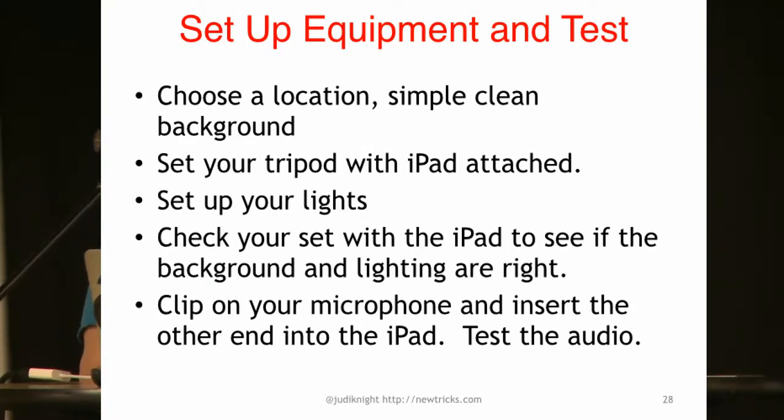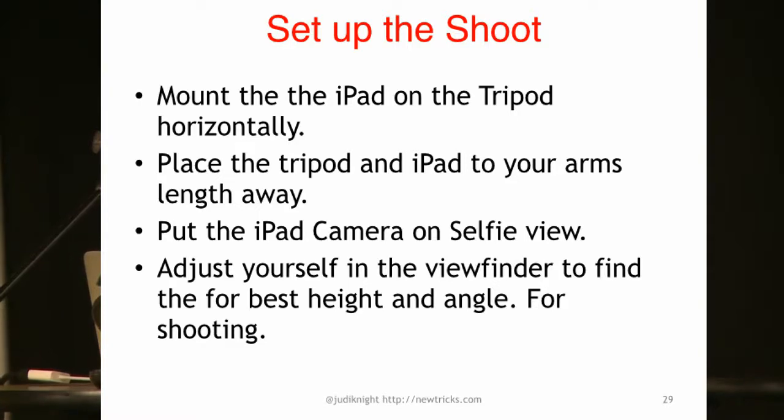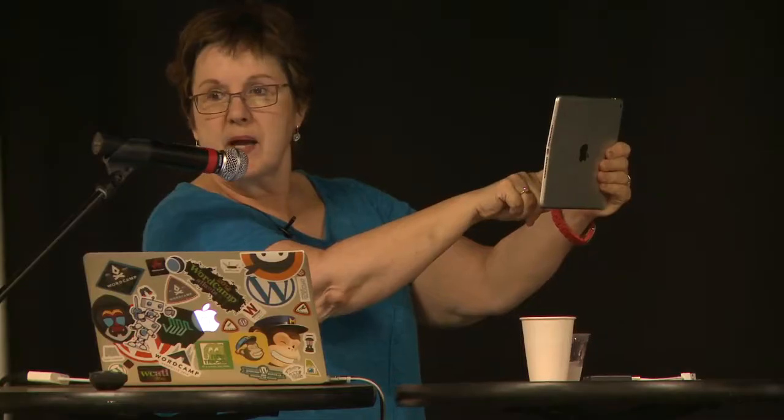Set up your tripod with your iPad attached, set up your lights, check your set with the iPad to see if the background and lighting are right, clip on your microphone and test the whole thing. Do the iPad horizontally, and the interesting thing is when you do iMovie and you set it up, when you're looking at selfie view, you can put your finger on yourself and a little box will show up on your nose, and if you press on it, it will focus it. So do that. And then press record, sit back, and do your clip, then stop the recording.